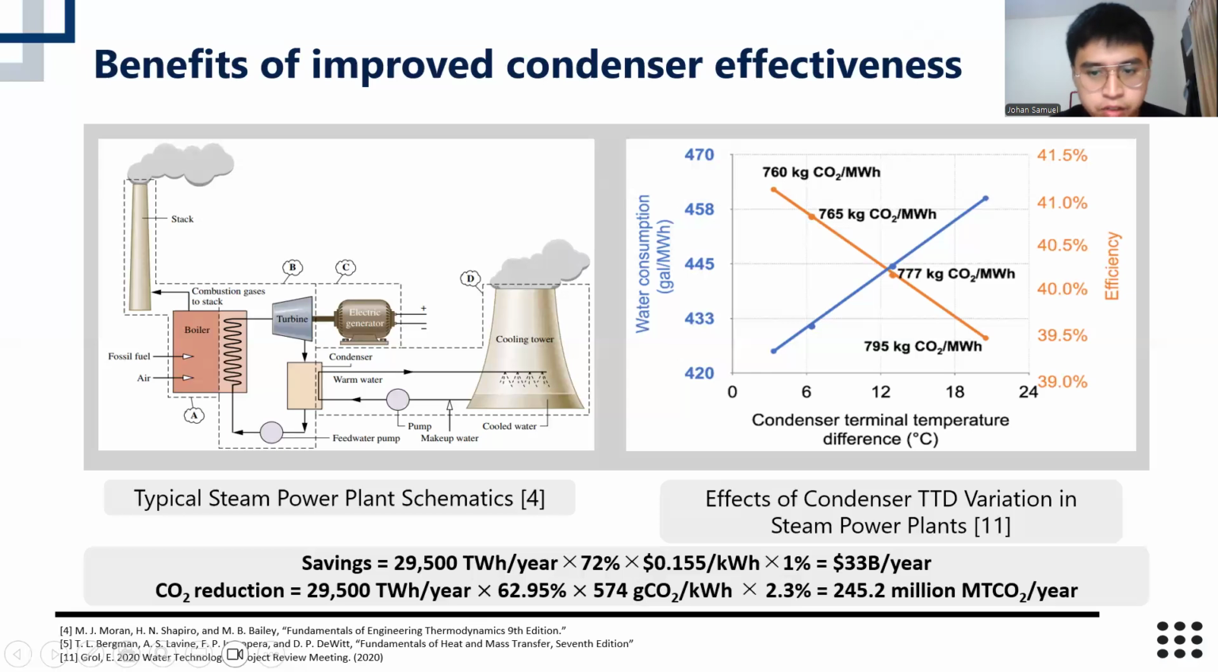As we can see on the figure on the right, as TTD drops as much as 8 degrees Celsius, the overall steam power plant efficiency increases by 1%, generates savings potential as much as $33 billion per year, and the CO2 emission drops by 2.3%, potentially reducing 245.2 million metric ton CO2 per year.